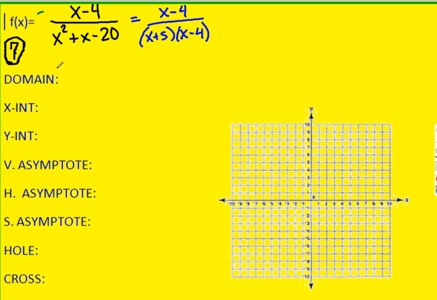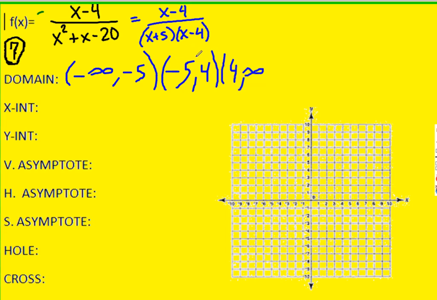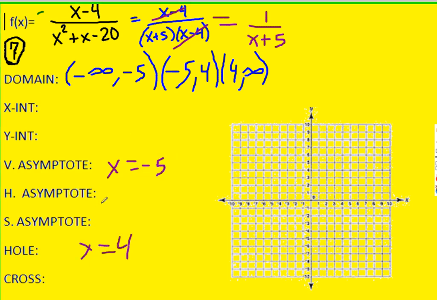Our domain here will be from negative infinity until negative 5, then from negative 5 to 4, and from 4 to infinity. That's where our denominator equals 0. The two places where the denominator equals 0 were at negative 5 and positive 4. So first, now that I've canceled that out, let me just rewrite that. 1 over x plus 5 is basically the equation that we are working with. The x equals negative 5 did not cancel, so that will be our vertical asymptote. The x equals 4 did cancel, so that's going to be our hole.